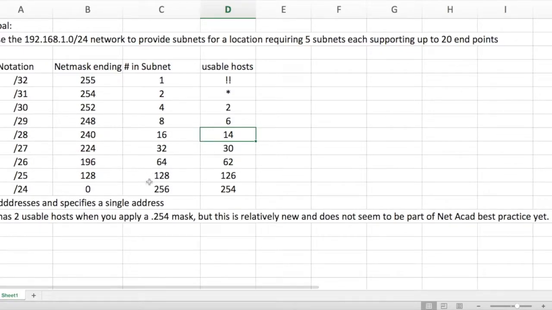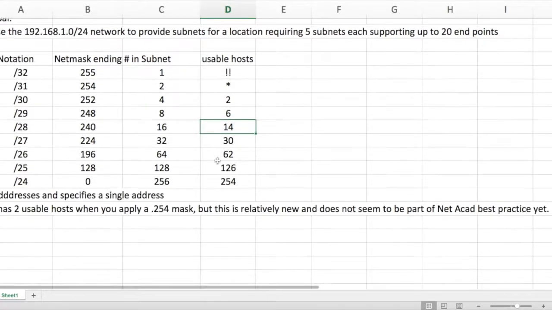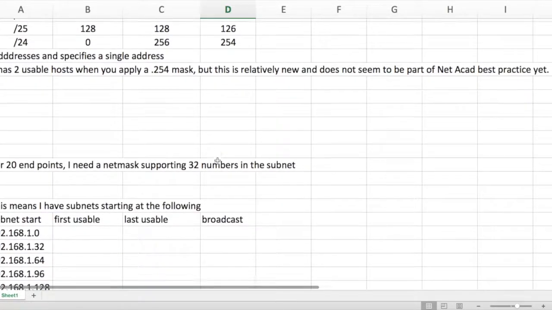What can we do with that now? Well, once we've got this table, we realize we know from the question we need to support 20 endpoints. So this is telling us that /30 is no good, /29 is no good, /28 is no good, /27 ending in the 224 mask is what we need to use. That gives us 32 numbers and 30 usable hosts. Pretty straightforward. So let's go and fill that out a little bit.